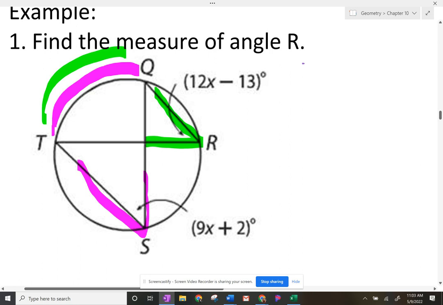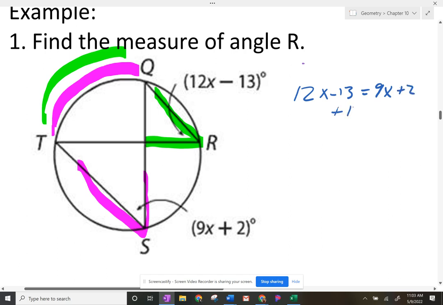So if these are the exact same arc, what can you tell me about these two angles? They're the same. If things are the same, how can we solve them? Set them equal to each other. So this one's saying find the measure of angle R. So I'm going to set these two angles equal to each other. So I got 12x minus 13 equals 9x plus 2.